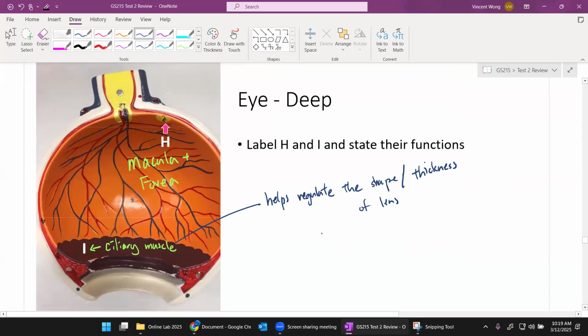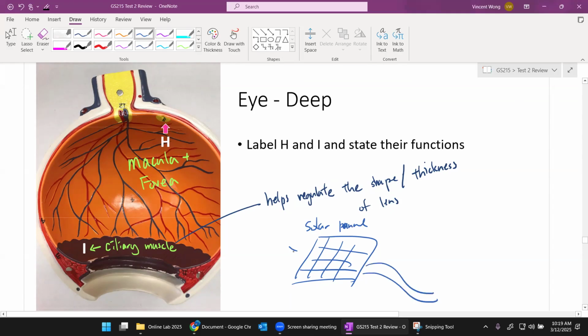If you're confused, think of it as a solar panel, okay? This is the solar panel. The solar panel receives the light, and that electricity gets transmitted through the cable, right? But when you shine light onto the cable, it does nothing because the cable has no solar panel. In a similar sense, the optic nerve is like the cable. There's no receptor to pick up the light, but it's transmitting the light information.